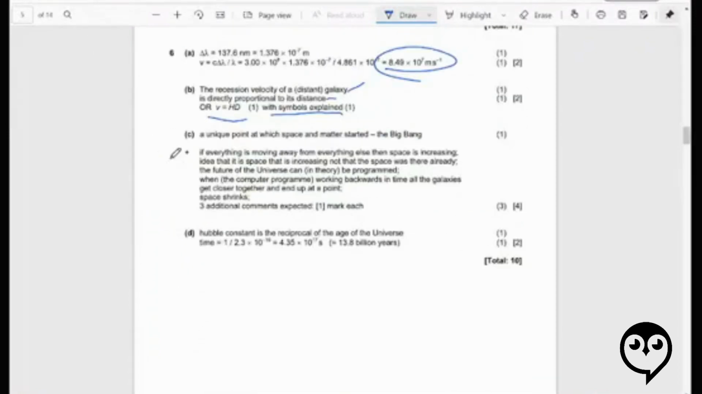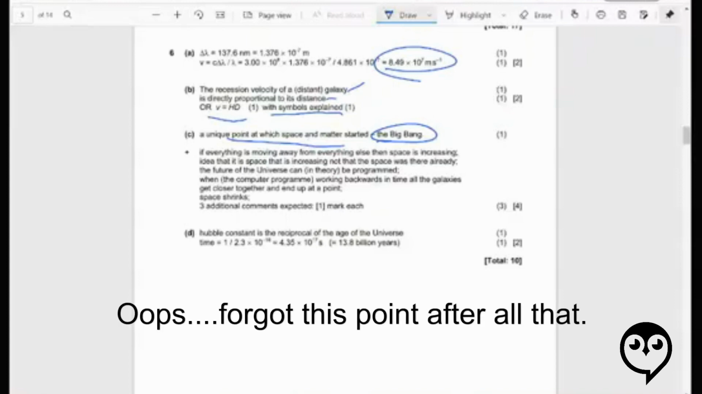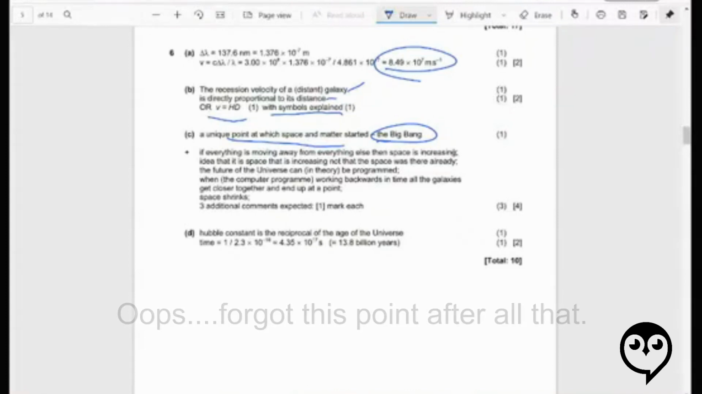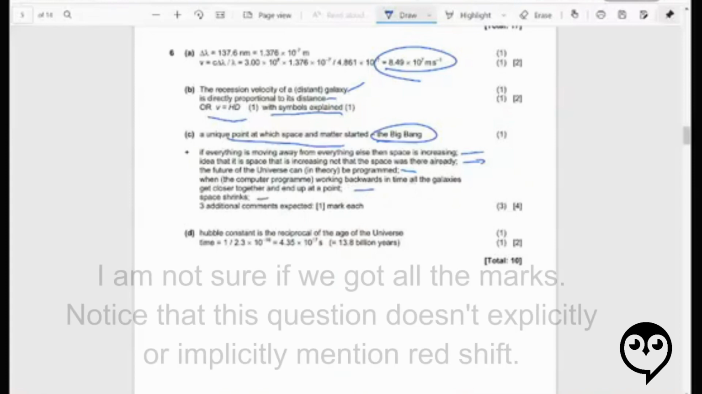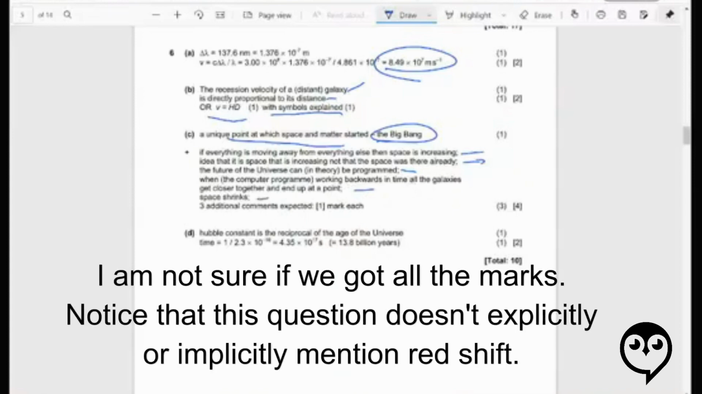So let's take a look at what they've said here. The unique point at which space and matter all started, that's the Big Bang. Just explained that everything was concentrated at one point, and then you could say any of these, okay? Everything's moving away from everything else, then space is increasing. The idea is that space is increasing, not that space was already there. So the actual space is expanding outwards. The future of the universe can in theory be predicted when a computer works backwards in time. All galaxies get closer and closer. Space shrinks when we work backwards.